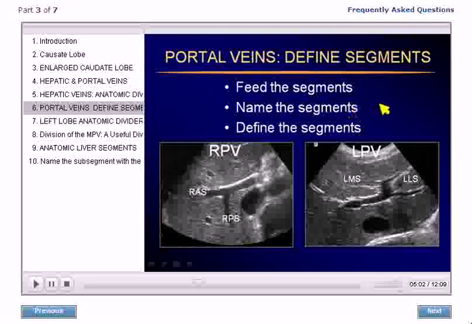Now the portal veins, they feed the segments, we name the segments, and they define the segments. Okay, so here we have a portal vein with bright walls. The main portal vein just came into the liver and immediately divided into a right portal vein, which is rather short because it suddenly splits into the anterior segment and the posterior segment. Okay, so this is the division of the right portal vein. So here is the right anterior segment, and here is the right posterior segment of the liver.